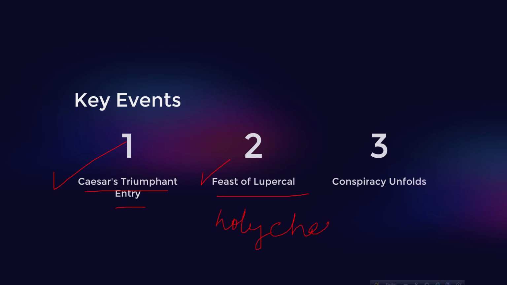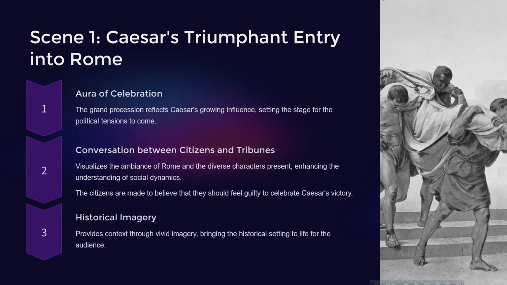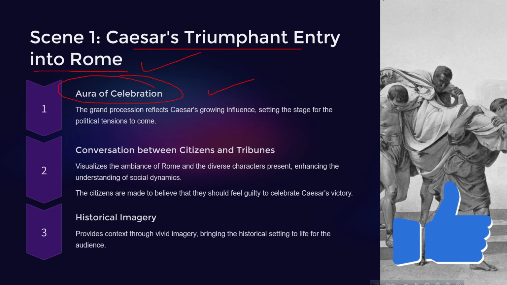And in scene 3, we can see how the conspiracy unfolds. So let us go one by one. Scene 1, Caesar's triumphant entry into Rome. The play begins with this. So we can see that there is an aura of celebration. People are grandly celebrating this. There's a grand procession which talks about his influence, how popular he is. And at the same time, we can see that there are some political tensions also.